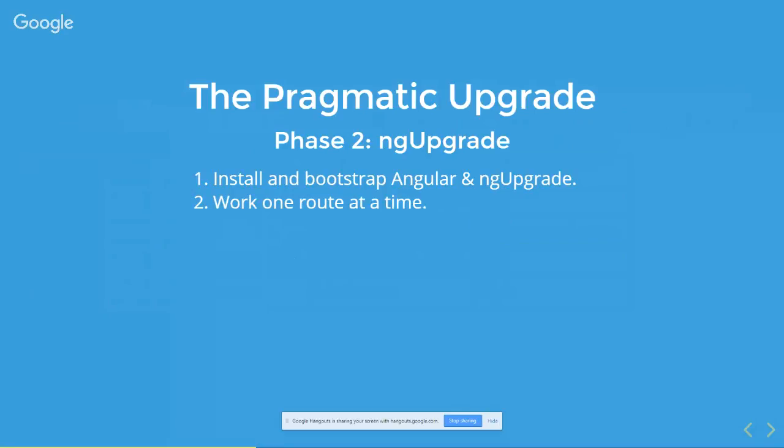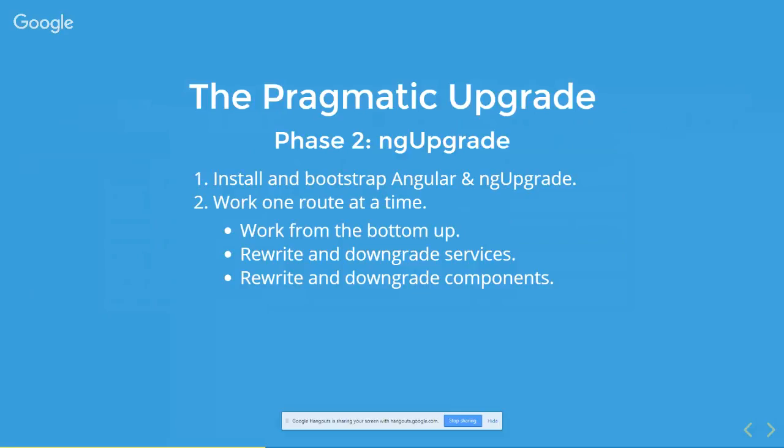And then you kind of pick a route. In my experience, you pick a route, you work from the bottom up, and you rewrite and downgrade the services in that route. And then you rewrite and downgrade the components in that route. And then if you have an AngularJS component that needs to be used inside of an Angular component, then you would upgrade it. So I'm gonna go into all these in more detail.